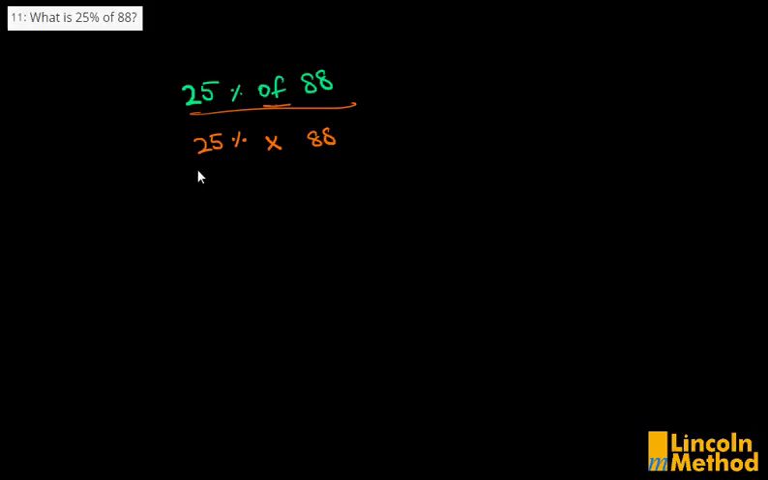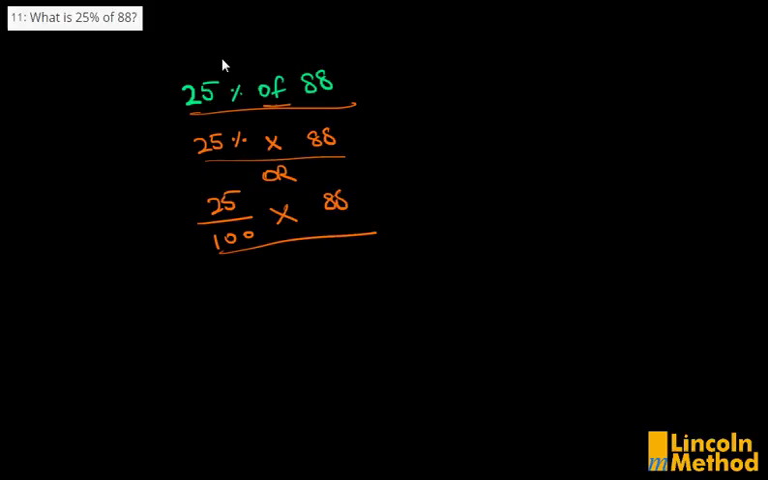So this is one way of writing it down, but there's also another way of writing this down. 25% is the same as 25 over 100. If you remember, we have covered this in a lot of detail in one of our earlier assessments. So 25 over 100 multiplied by 88. So we can either write this or we can write this.